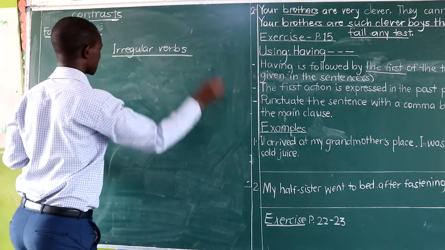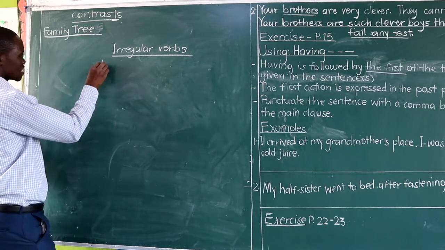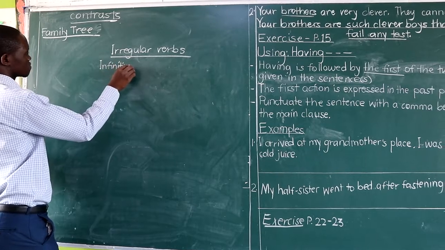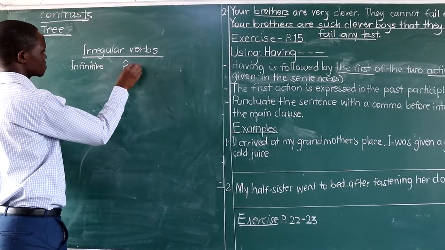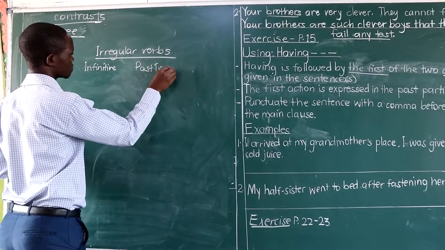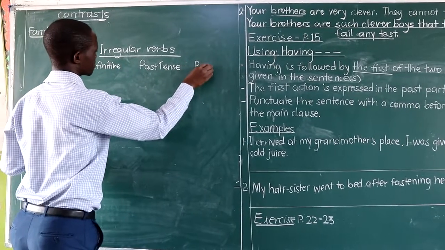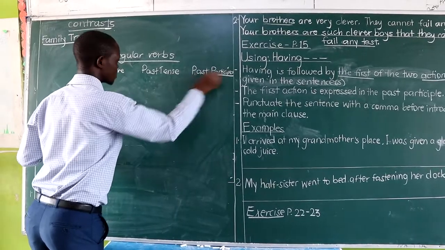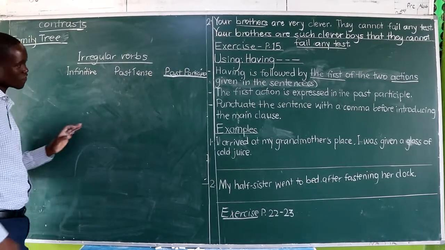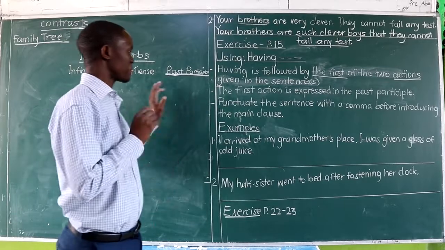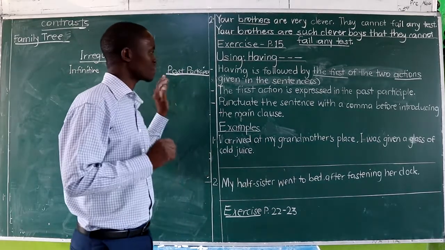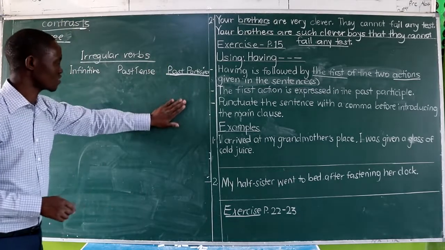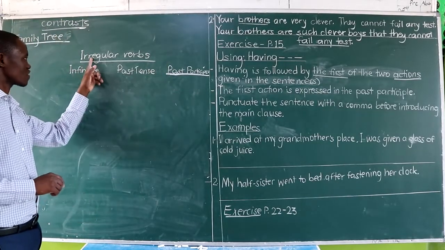Check that list of irregular verbs, you're going to see there are three columns. The first column is for the infinitive. The second column is for the past tense. The last column is for the past participle. This column contains the verbs that the teacher is calling the past participle verbs. In other words, the verbs that must appear after having. And those verbs given in the dictionary are only and only irregular verbs.